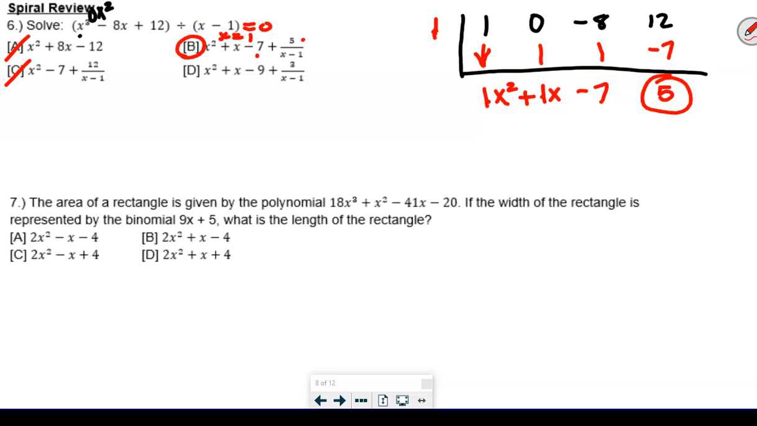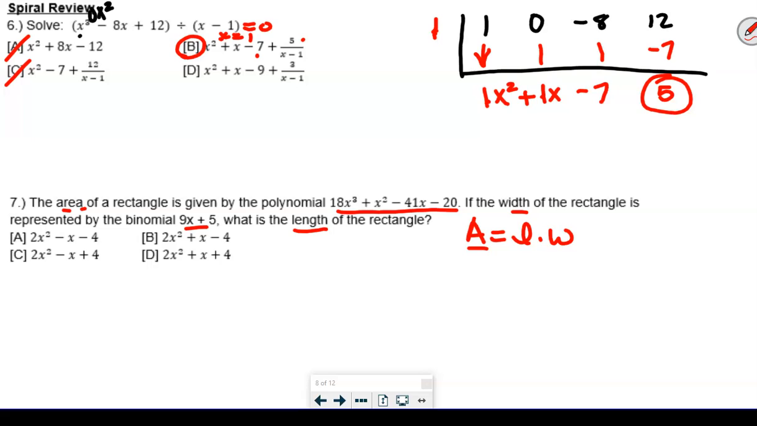Okay? Now, number 7 says the area of a rectangle is given by the polynomial 18x to the third plus x squared minus 41x minus 20. If the width of the rectangle is represented by the binomial 9x plus 5, what is the length of the rectangle? So area is equal to length times width, right? So if that's our area, then if we're trying to find the length, and we have the area, this is area, right? It says area here, and then our width is right there, right?